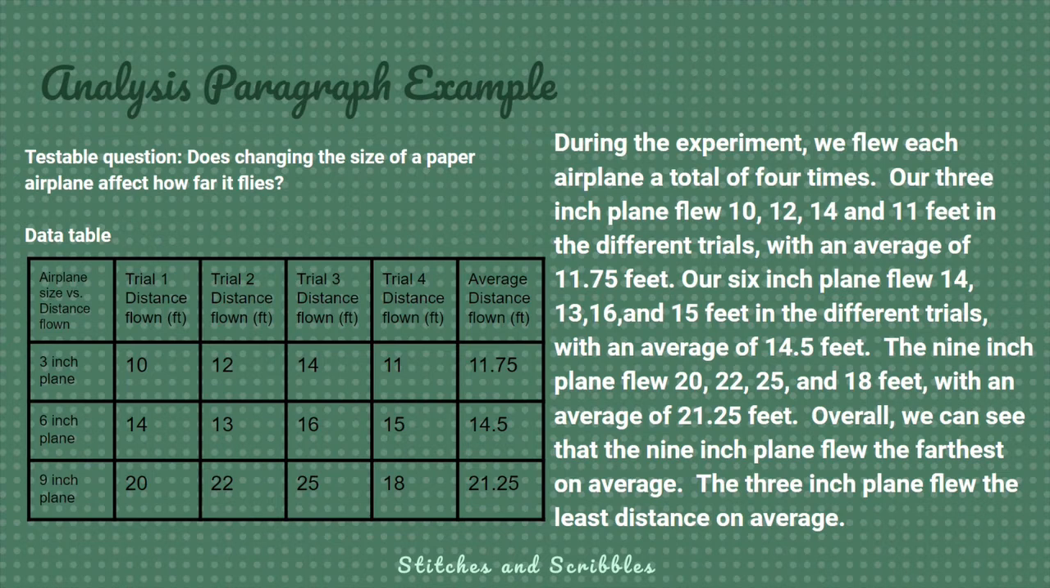During the experiment, we flew each airplane a total of 4 times. Our 3-inch plane flew 10, 12, 14, and 11 feet in the different trials, with an average of 11.75 feet. Our 6-inch plane flew 14, 13, 16, and 15 feet in the different trials, with an average of 14.5 feet. The 9-inch plane flew 20, 22, 25, and 18 feet with an average of 21.25 feet. Overall, we can see that the 9-inch airplane flew the farthest on average. The 3-inch plane flew the least distance on average.